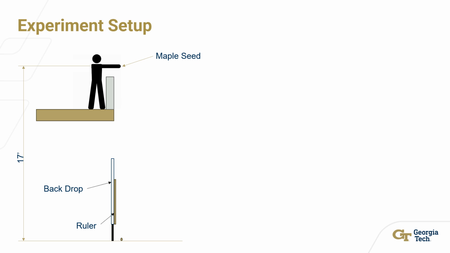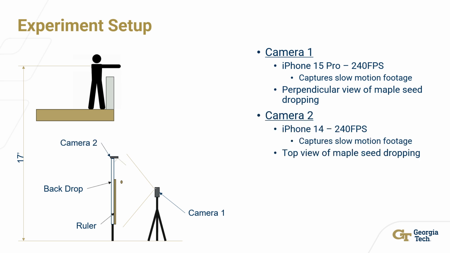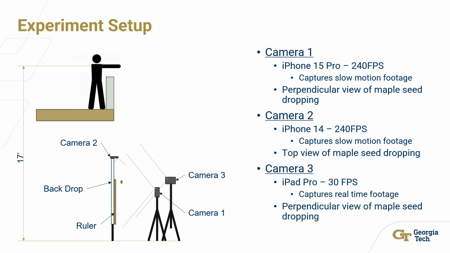Our data acquisition system consists of 3 cameras set up to capture different angles and frame rates. Camera 1 will be oriented perpendicular to the backdrop and recording at 240 frames per second. Camera 2 is placed at the top of the backdrop, oriented parallel to it and recording at 240 frames per second as well. And finally, a third camera is set up perpendicular to the backdrop and slightly offset to the right and recording at a standard 30 frames per second for real-time capture of the drops. And to eliminate as much external influence on the drop test as possible, we performed it indoors.